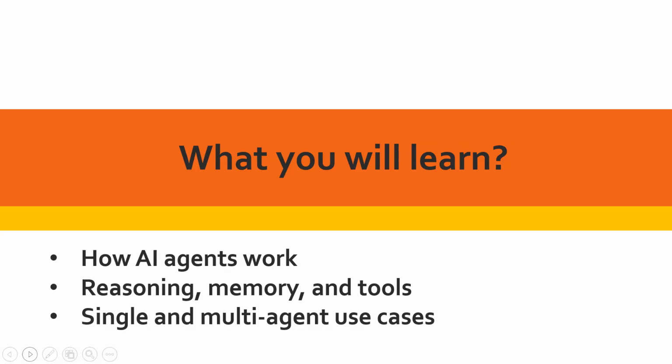In this course, you will learn how AI agents are structured, including how they reason, how they use memory, and how they interact with tools and systems. You will also explore single agent and multiple agent use cases, along with real examples from operations, IT, analytics, and business workflows. A strong focus is placed on safety, governance, and human oversight so that automation enhances reliability rather than creating new risk.